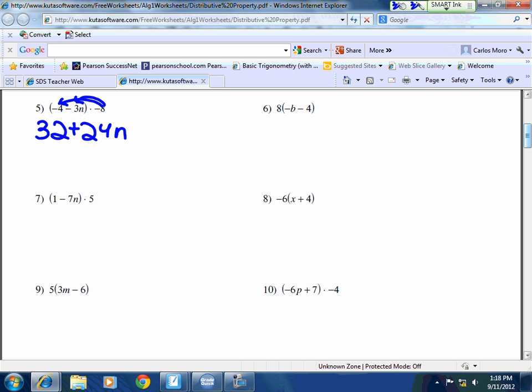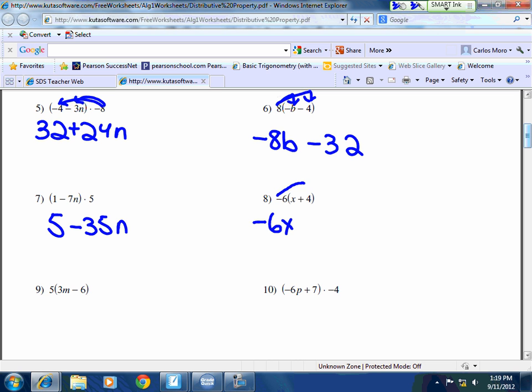Next. No, not 8b. This is 8 times negative b, so it would be negative 8b minus 32. Not minus negative 32, no. It's 8 times a negative 4. It's just negative 32. Thank you, sir. Great. Next. Okay, this is going to be 5 minus 35n. Awesome. Next. Negative 6x. Negative 6 times a positive 4 is negative 24.